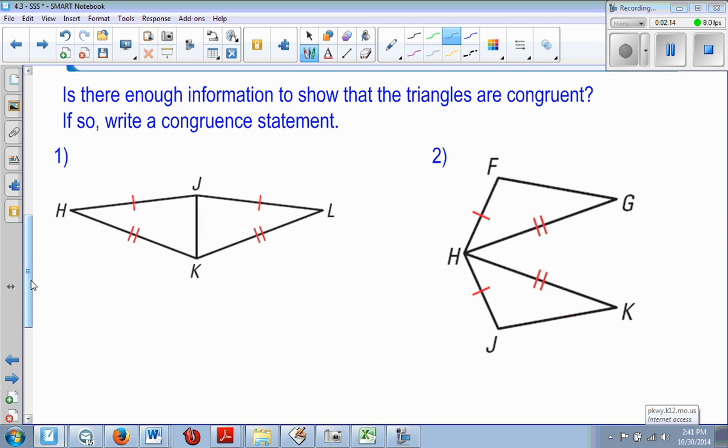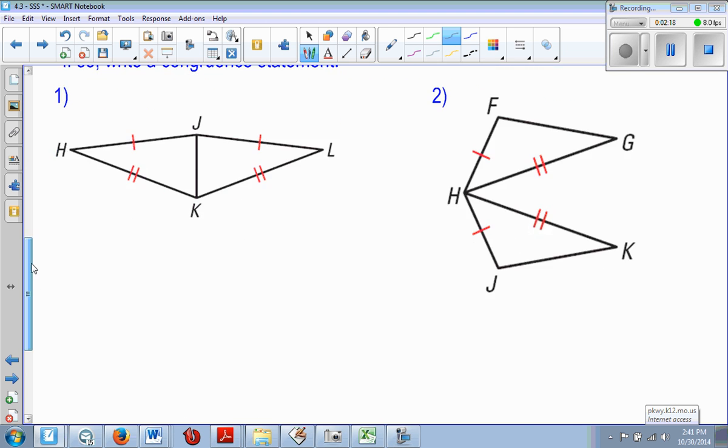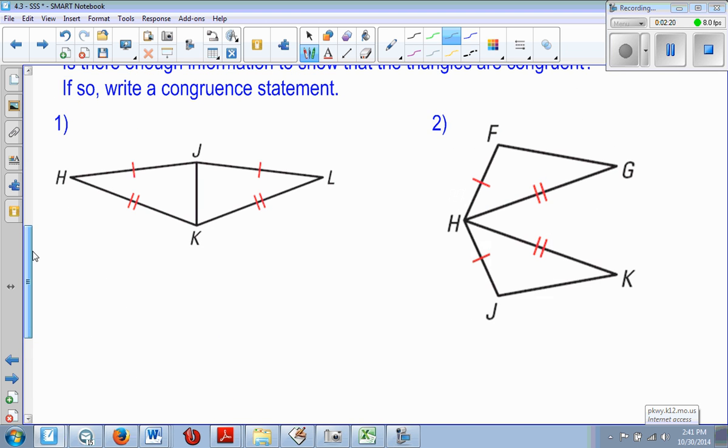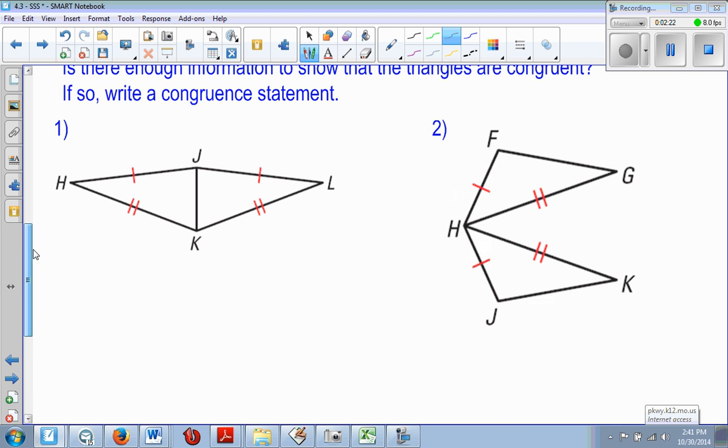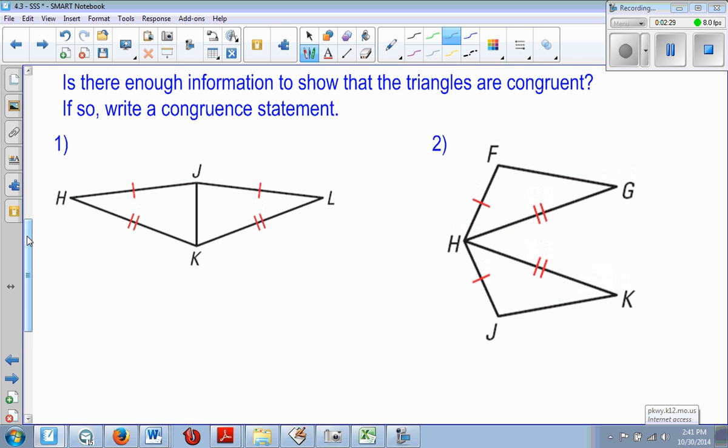Now, not every problem is going to be a proof, so these are examples of ones that aren't proofs, but we're still doing the same type of thing. We're still showing whether or not the triangles are congruent. So remember, in order to use SSS, we have to show all 3 pairs of sides are congruent. In this first picture in number 1, 2 of the pairs of sides are already given to you. So we just have to find a third congruent pair.